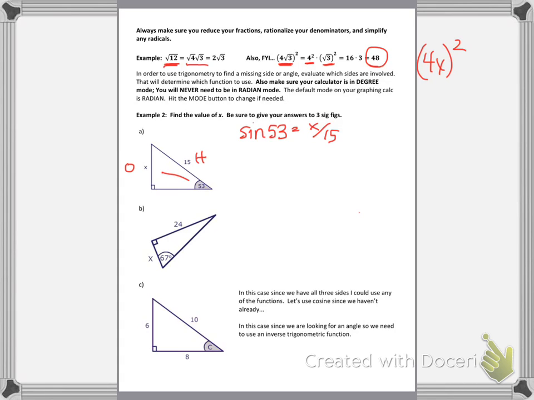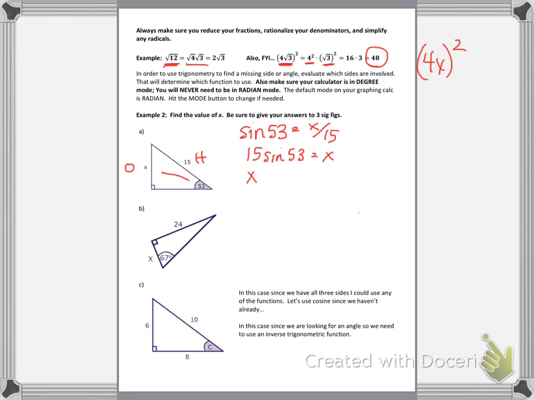And then now you want to solve that. So I want to get rid of that fraction. I'm going to multiply both sides by 15. And then you just type that in your calculator exactly the way that it looks. So 15 sine of 53, hit enter.